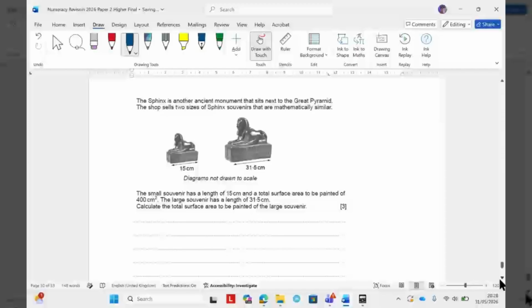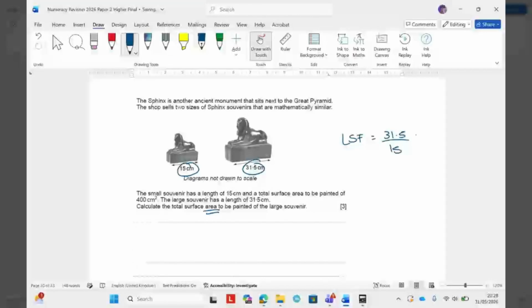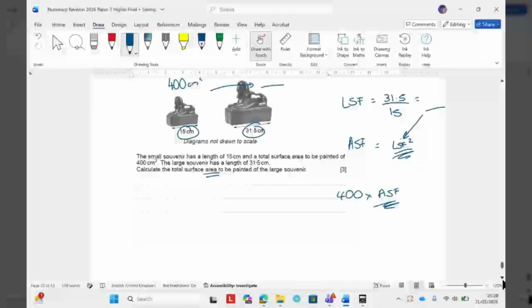Oh, this is nice. Calculate the surface area. Don't worry that this surface is still an area, because this is length. So this would be length scale factor. Work it out, but I need the area scale factor. So it's whatever that length scale factor is, that squared. The total surface area on this one is 400 centimeters squared, and I'm trying to work out the total surface area on this one, so it'll be 400 times whatever we've worked that out to be.